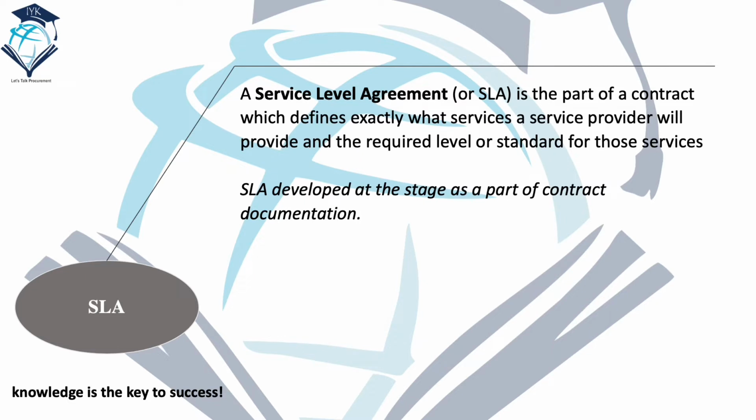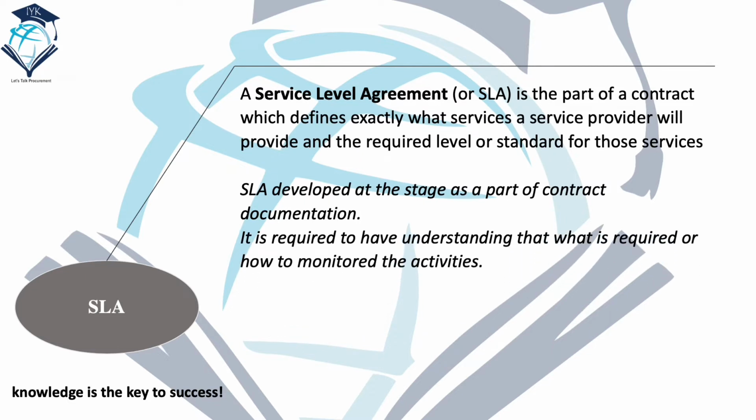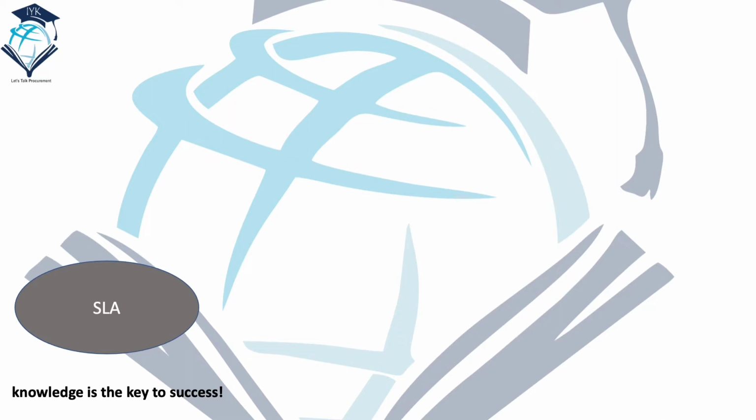If you talk about the 13th stage of the procurement cycle, this is exactly where the SLA is created or developed, during the contract documentation, when the buyer is going to draft the contract and agree with a supplier to provide the services. It is required to have a better understanding of what is required, how it will be monitored, when it is required, what kind of services will be required, and what the KPIs of these services are. On the basis of that, they will develop a mutual understanding.